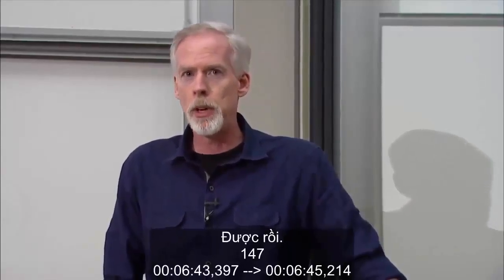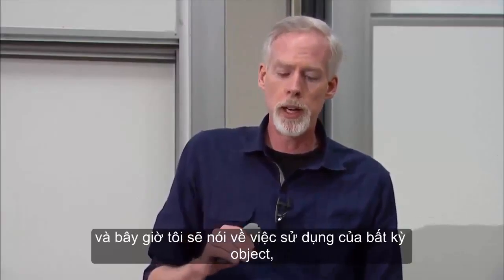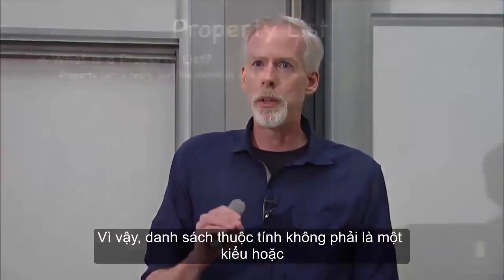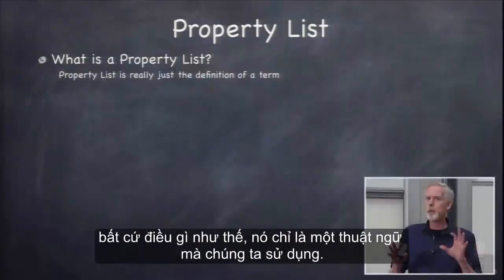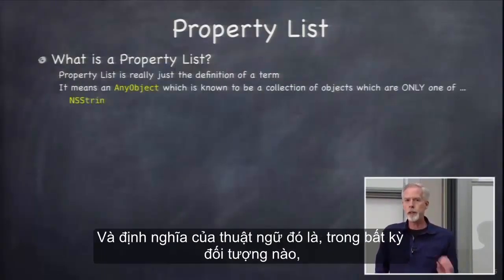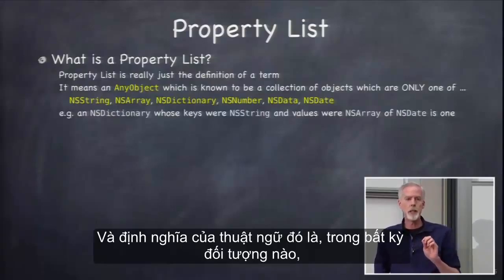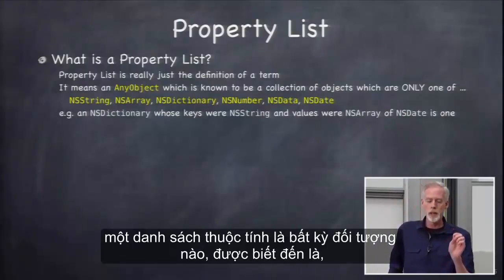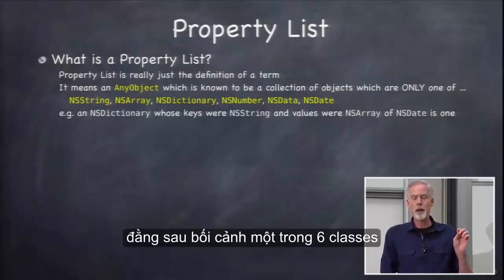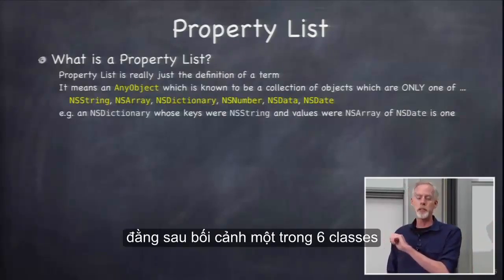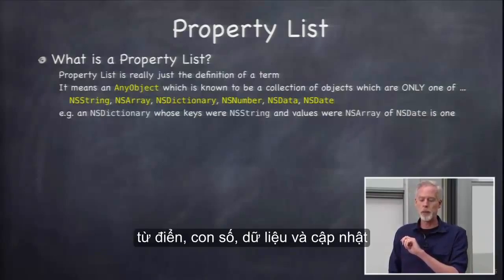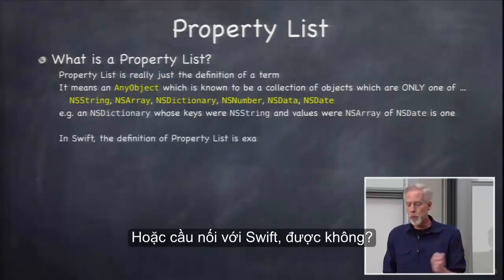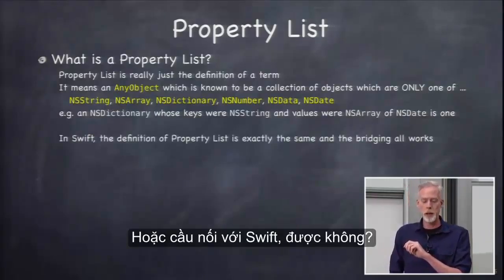All right, so we talked about AnyObject last time, and I'm going to talk about a use of AnyObject, which is called a property list. So property list is not a type or anything like that. It's just a term that we use, and the definition of that term is that it's an AnyObject. A property list is any object that is known to be, behind the scenes, one of those 6 classes: a string, an array, dictionary, number, data, and date. Or bridged to with Swift, okay?